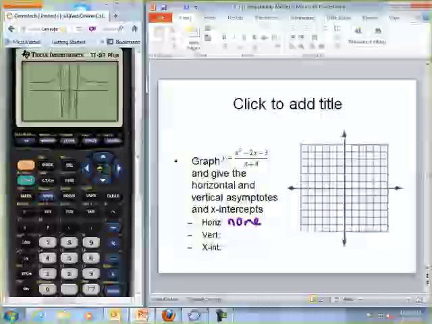How do we know that one? The highest power on the top is bigger than the highest power on the bottom. So we only consider the biggest power. So on the top we have an x squared at the biggest. At the bottom we have an x at the biggest. And the rule then says that we do not have a horizontal.